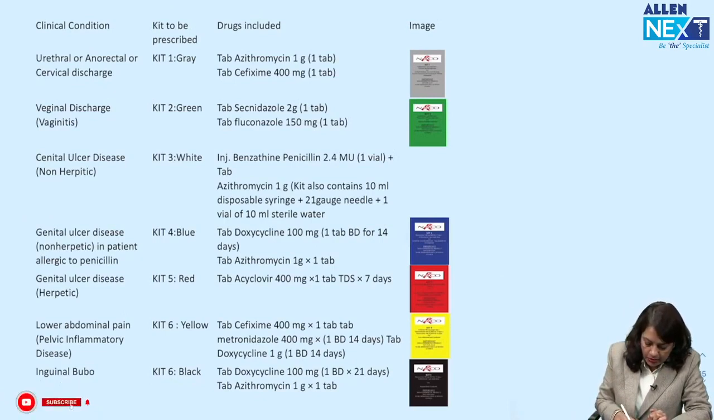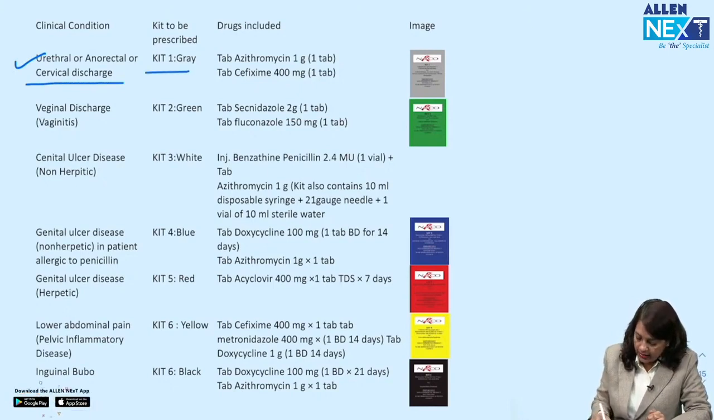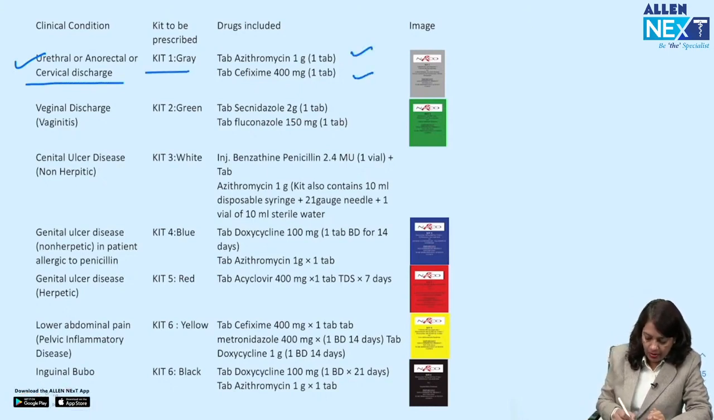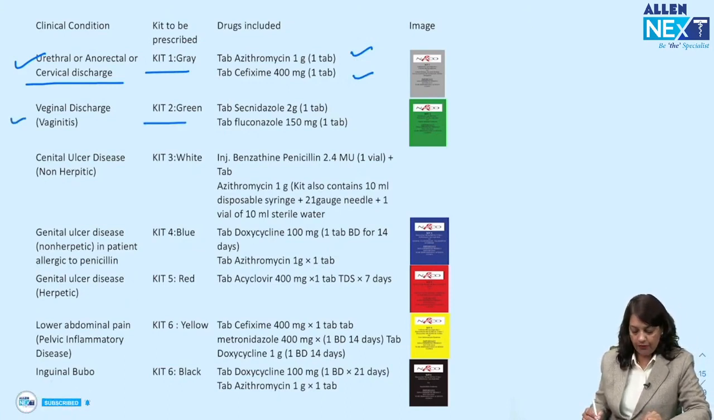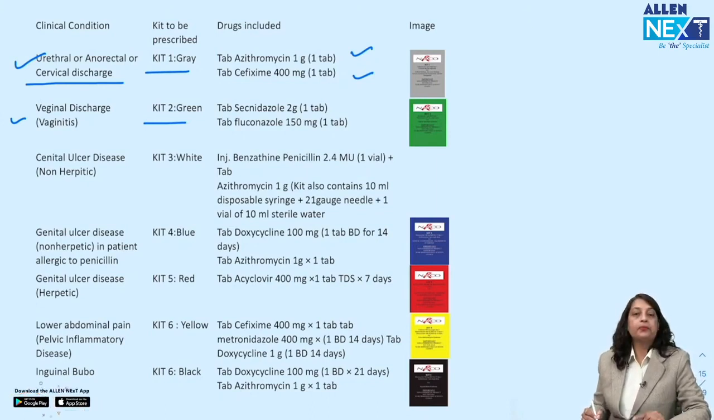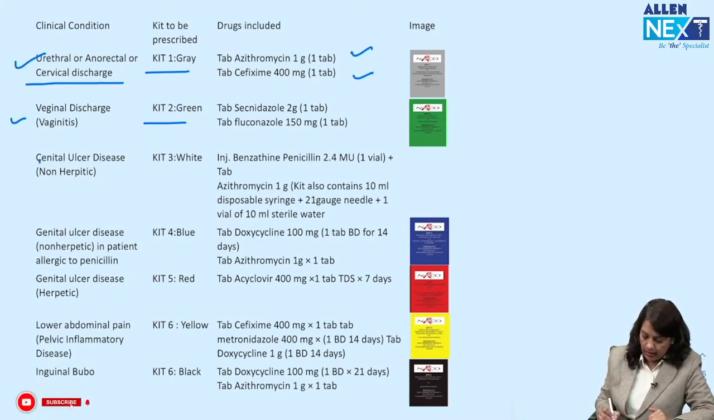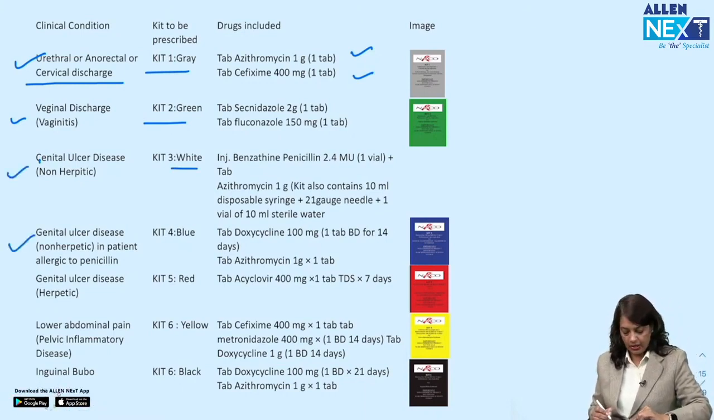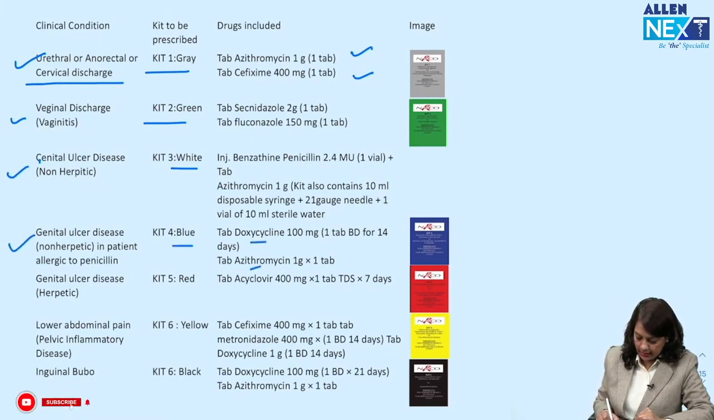Kit number 1 is for urethral discharge, that is cervical discharge, which is the grey color kit, which contains azithromycin and cefixime. Vaginitis is kit number 2, which is green color, with fluconazole for candidal infection. Secnidazole is for bacterial vaginosis and trichomoniasis. Genital ulcer non-herpetic is the white color kit, which contains benzathine penicillin. Then if the patient is allergic, you can give the blue color kit, that is doxy and azithro. Then genital ulcer herpetic is the red color kit, which is acyclovir.